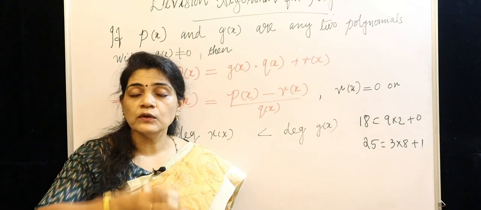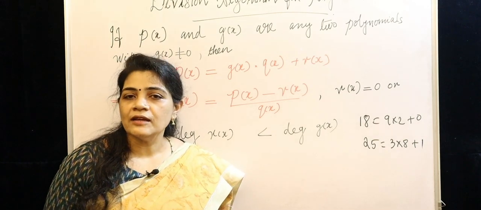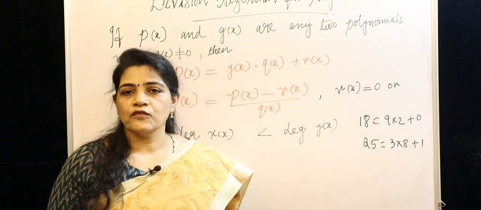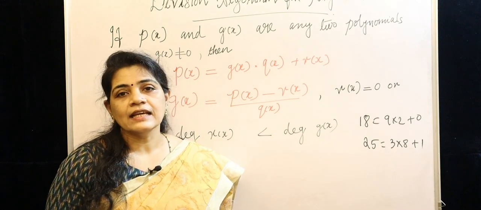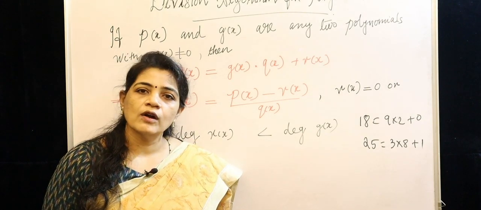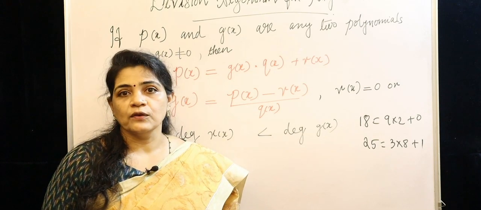So you have to continue the division process till you get the remainder 0, or the degree of r of x less than the degree of g of x. This is all about the division algorithm.